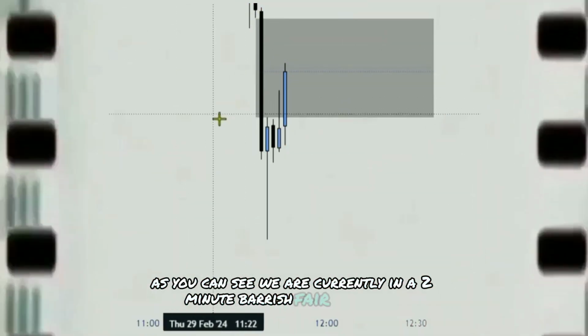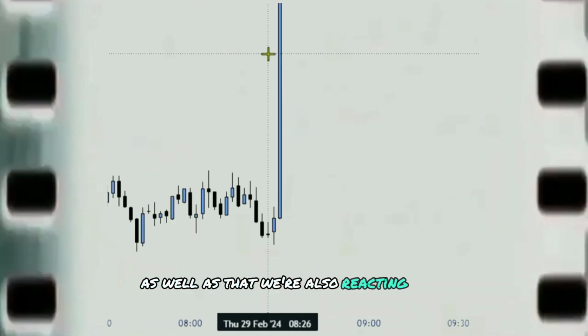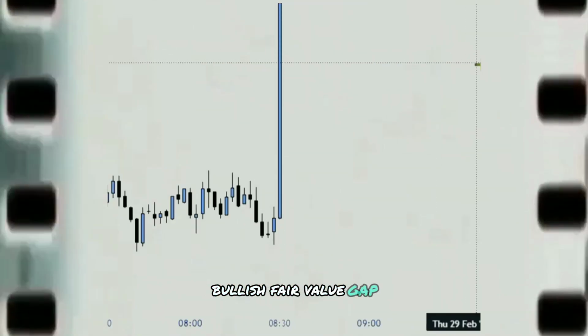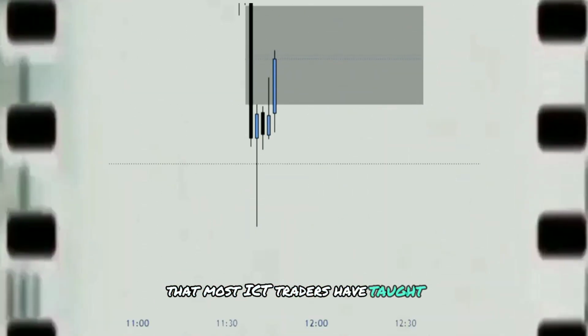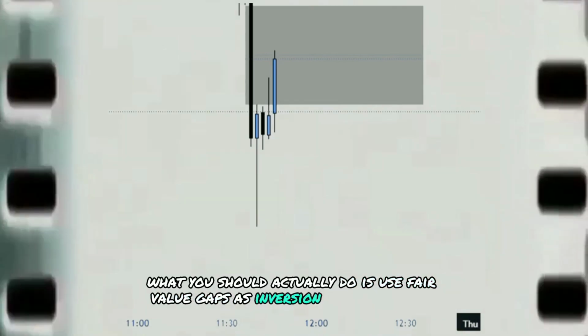You will not be able to use fair value gaps normally after you watch this video. As you can see, we are currently in a 2-minute bearish fair value gap. As well as that, we are also reacting from this big blue bullish fair value gap. Now, instead of looking to short from bearish fair value gaps like this that most ICT traders have taught, what you should actually do is use fair value gaps as inversion fair value gaps.